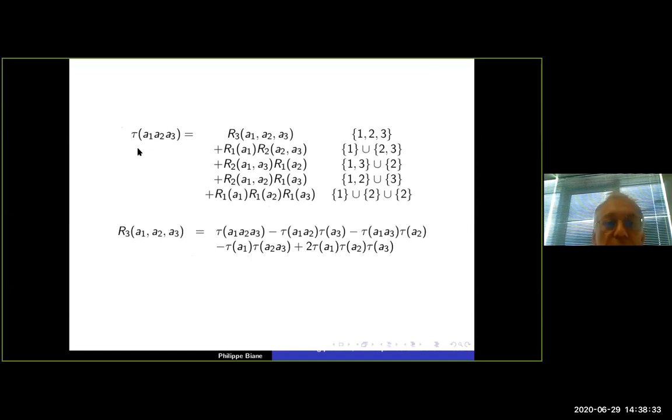And now there are more complicated formulas. For example, if you go to 3, then you see that tau of A1, A2, A3 is equal to R3, evaluated on A1, A2, A3, corresponding to the only partition which has only one part. And then you have a sum of terms. And now you can invert this formula because all the other terms involve only things that you already know, like R1 or R2. And you get this formula, which is here, which gives you the third non-crossing cumulant as a multilinear functional of A1, A2, A3 on your algebra.